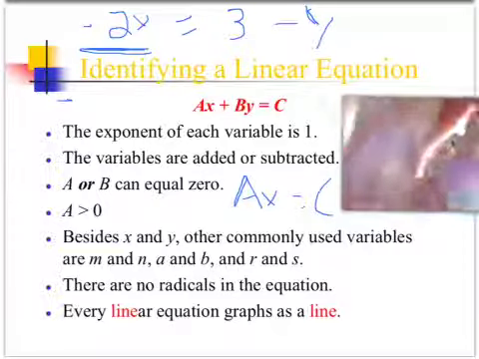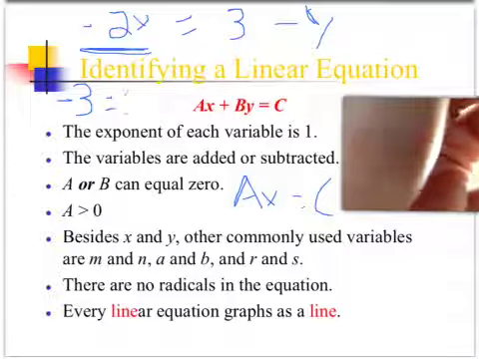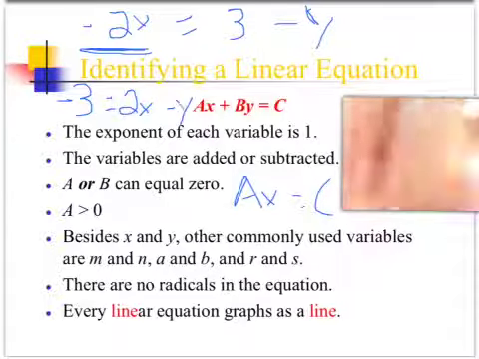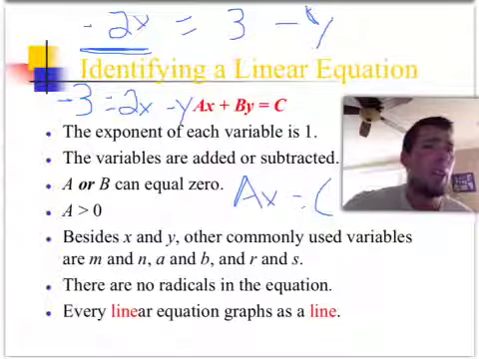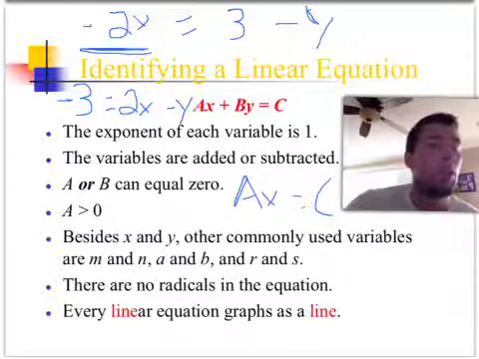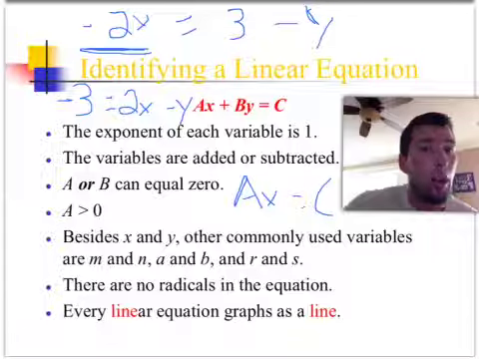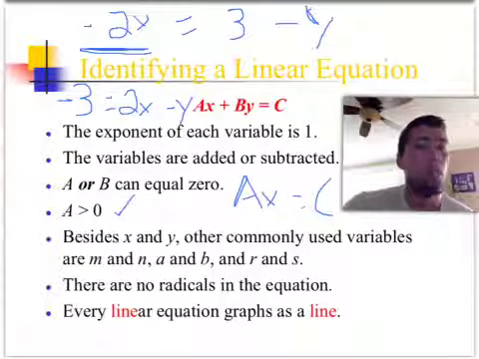It would be negative 3 equals 2x minus y. And that would look like ax plus by equals c. It would just be turned around facing the other way, which is totally fine as long as your x is positive. So make sure that you hone in on that portion right here, the fourth bullet point.